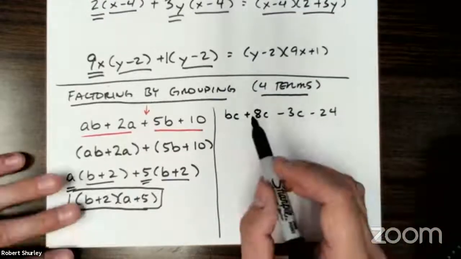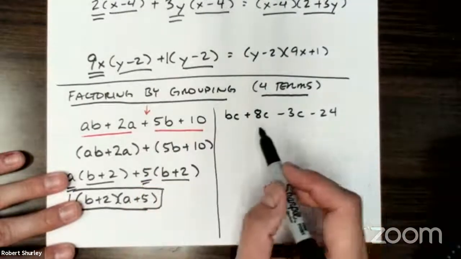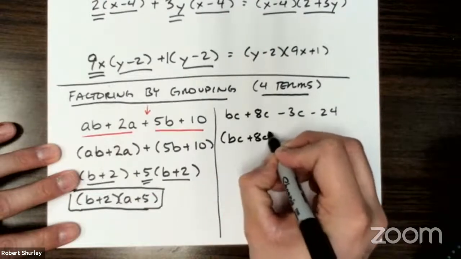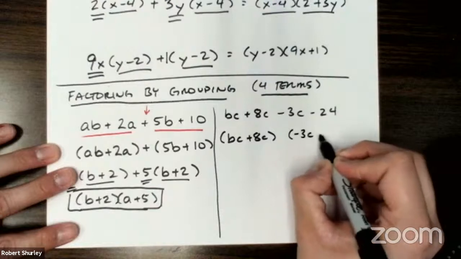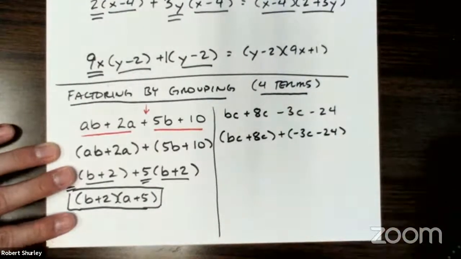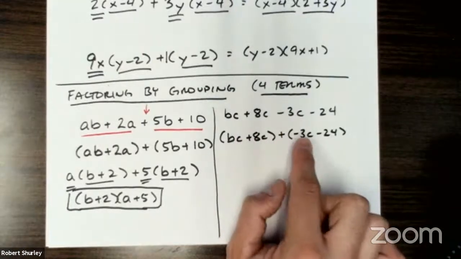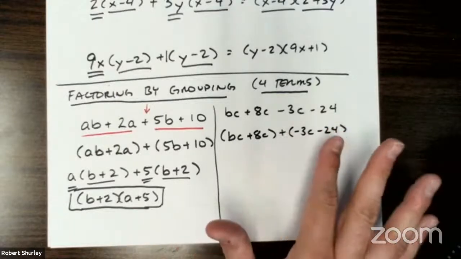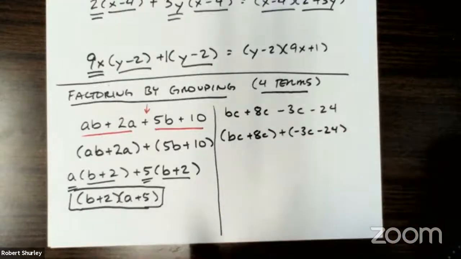Okay, so here's how we handle the minus sign. Notice there's a minus sign in the middle, we need a plus sign. So when we group these together, BC plus 8C is going to go together. And then you're going to bring this sign in, 3C minus 24, and you're just going to create a plus sign right there, okay? You bring the negative 3C right there. So nothing changes. Since it's a plus sign, think about this. If you distribute a plus sign, you just get the same exact thing. It doesn't change, okay? We haven't changed anything.